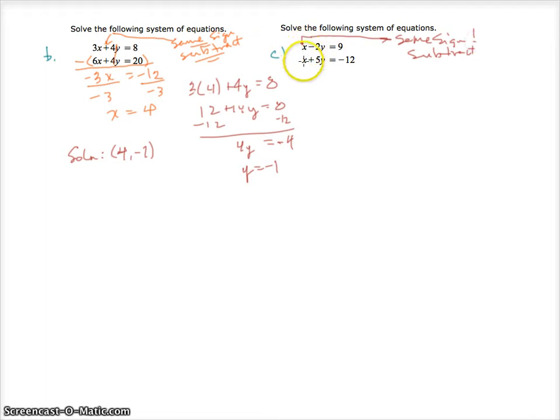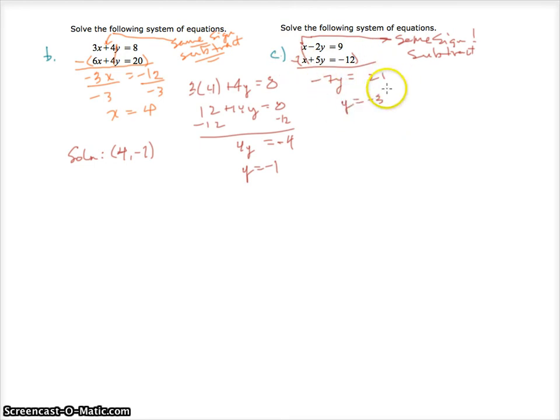So I do x minus x, which cancels these. Negative 2 minus 5 is negative 7y. 9 minus negative 12 equals negative 21. Excuse me, positive 21, because 9 minus negative turns to plus. So it's positive 21. And y is negative 3.